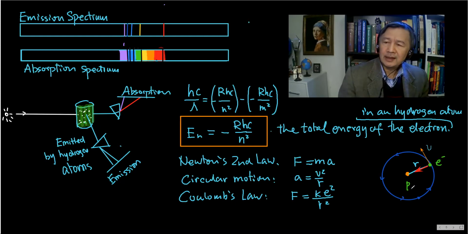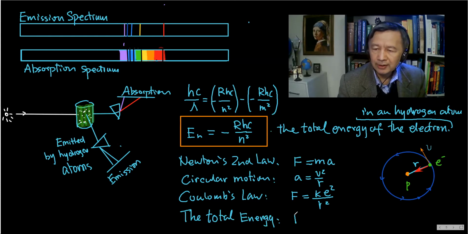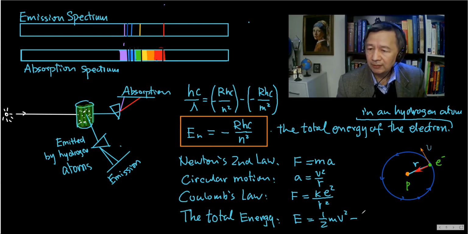So those are the three basic formulas. In addition, we use the formula for the energy. How do we find the total energy of the electron? In general, the total energy can be written as the sum of the kinetic energy, which is a half m v squared, plus the potential energy. In this case, the potential energy is negative, equal to minus k e squared divided by r.